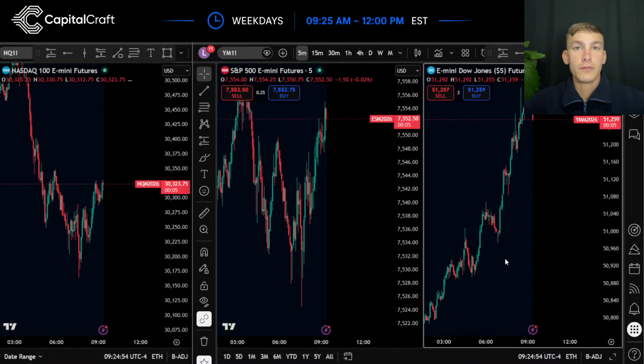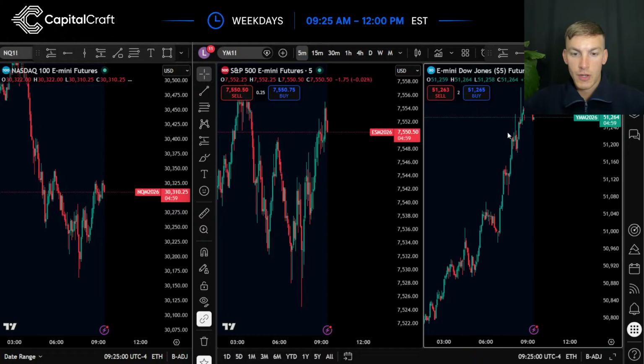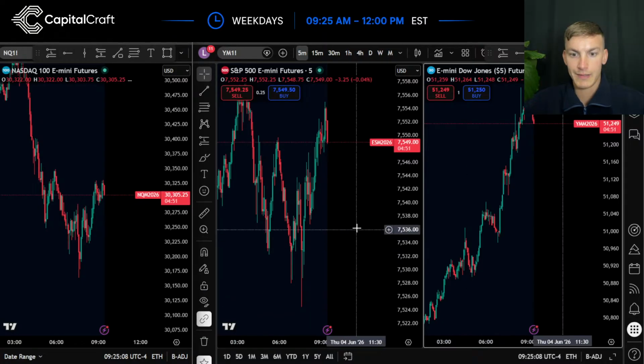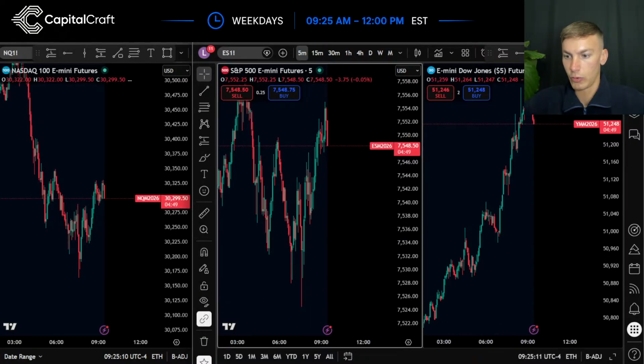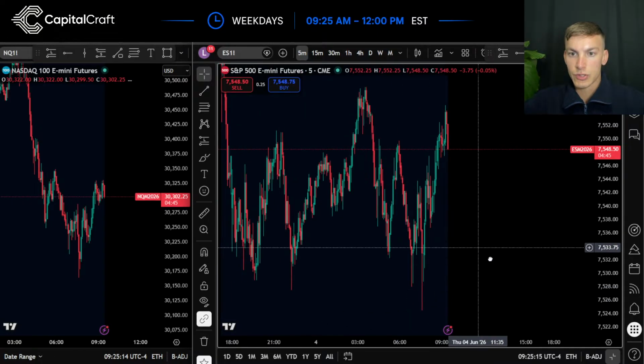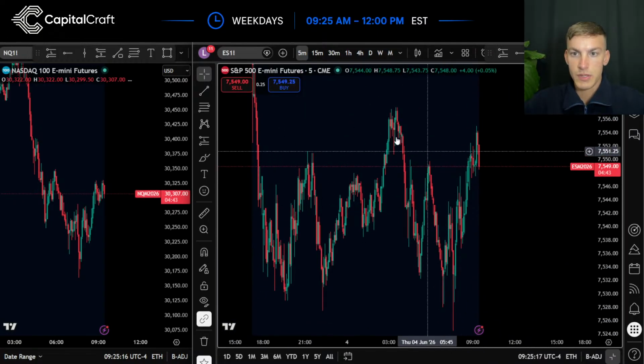Today is the 4th of June 2026. It is currently 9:25 Eastern Standard Time. We have about 5 minutes until market opens, so what we're going to do is jump straight into the charts. We're going to start by identifying our particular liquidity levels. So what we'll do here is start off with the S&P 500.